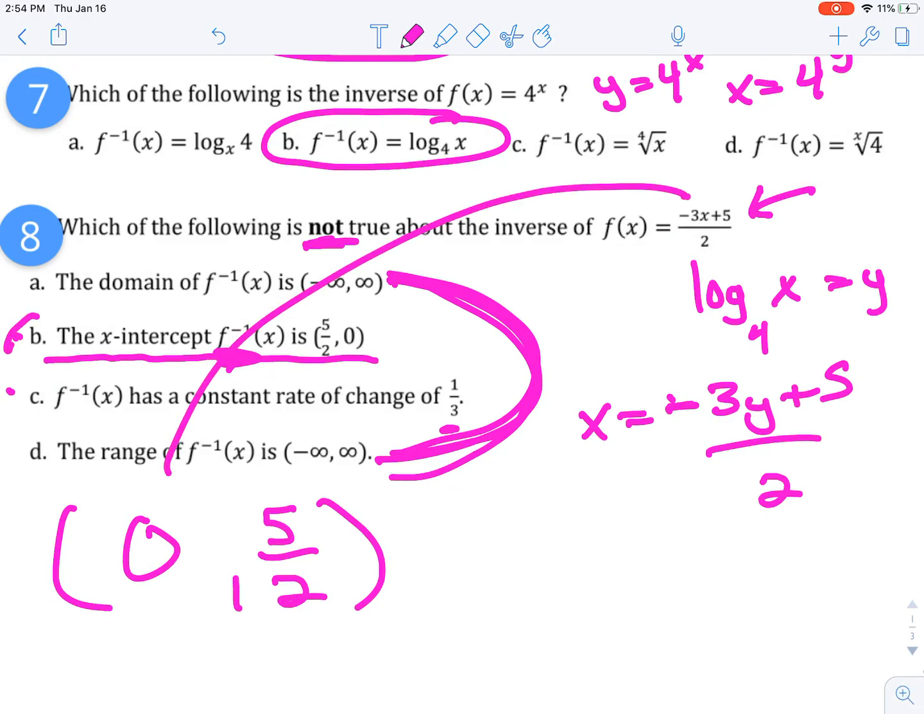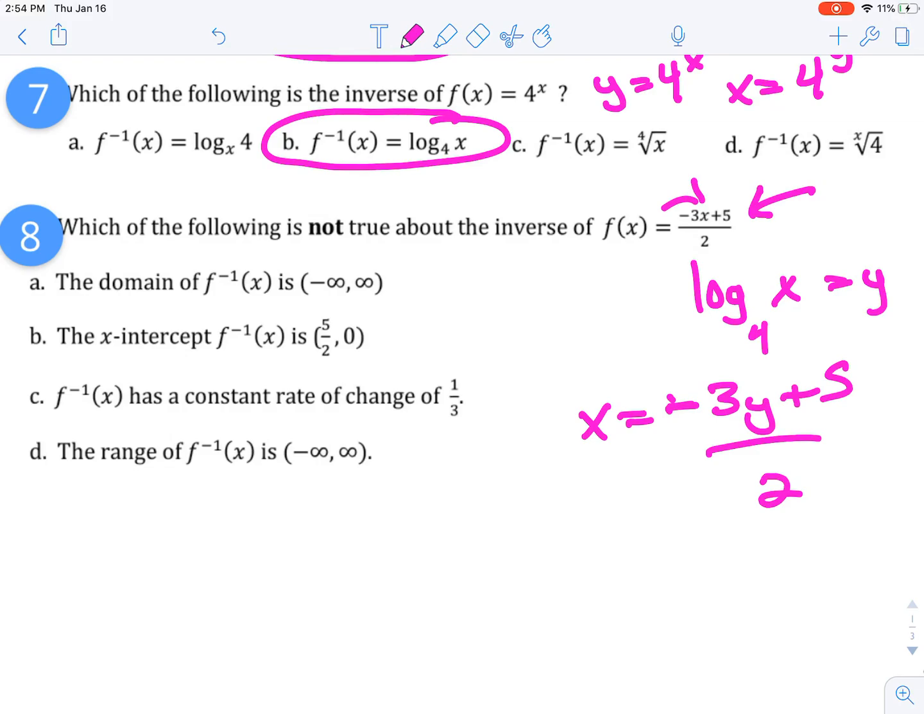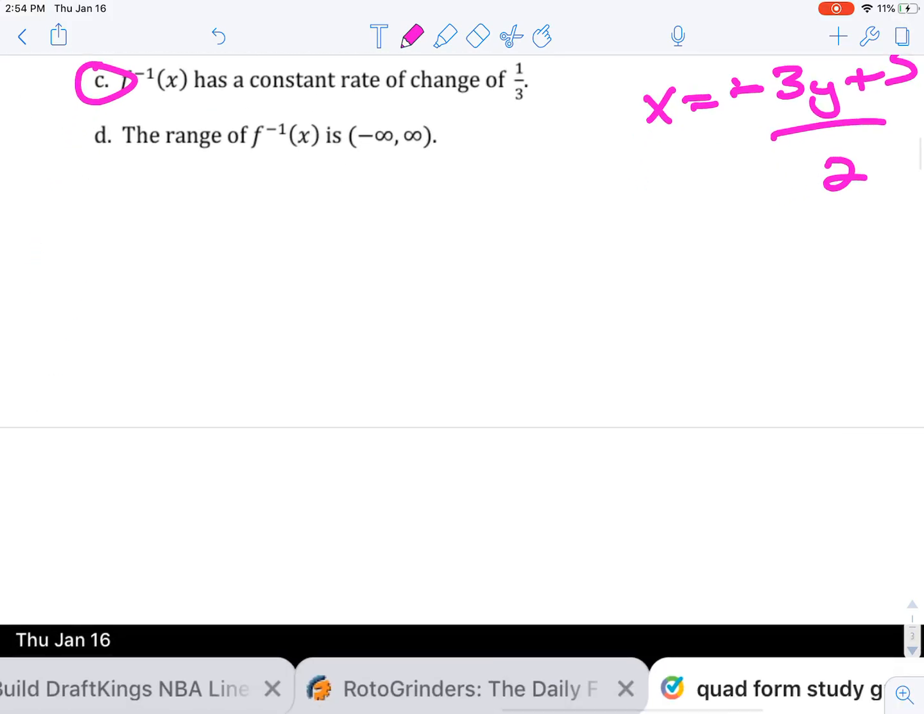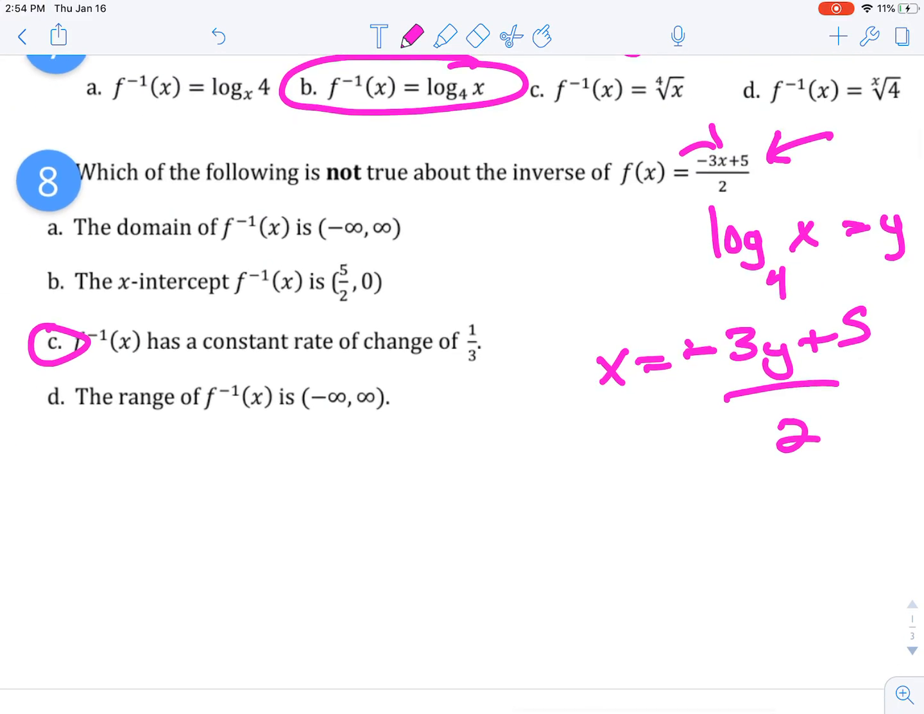So if I take 0 and I put it here, do I get 5/2? Yes, I do. Now the page is way too marked up. So the answer is C, because all the other ones worked out to be okay. Okay, I'm going to stop the video here and make a new one.